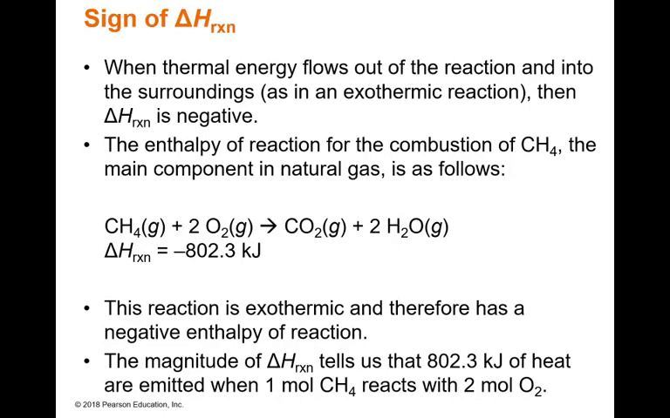Here's an example of an exothermic reaction. CH4 plus 2O2 produce CO2 and 2H2O. Delta H rxn equals negative 802.3 kJ. This means that 802.3 kilojoules of heat are released for every mole of methane combusted. The negative sign confirms that this reaction is exothermic. This is exactly why methane is used as fuel. It releases a large amount of heat when burned.